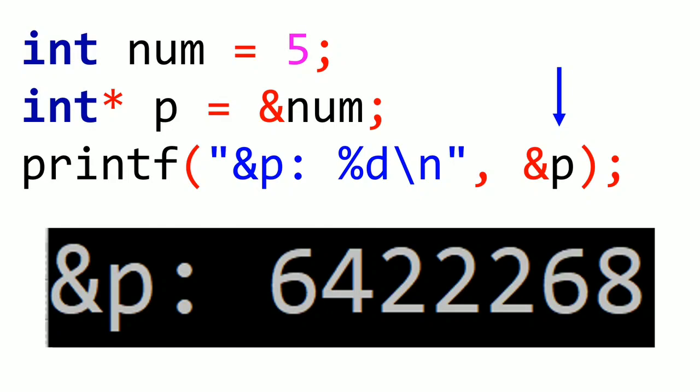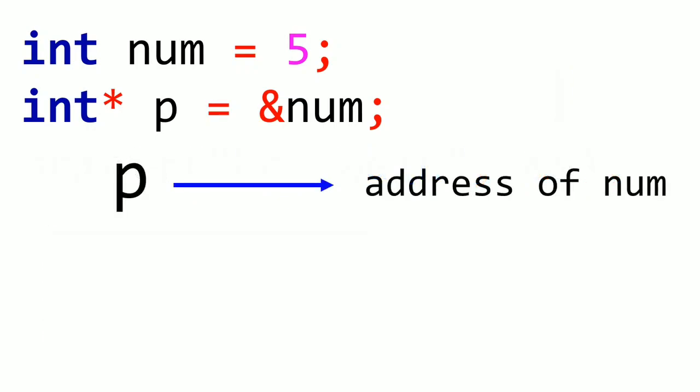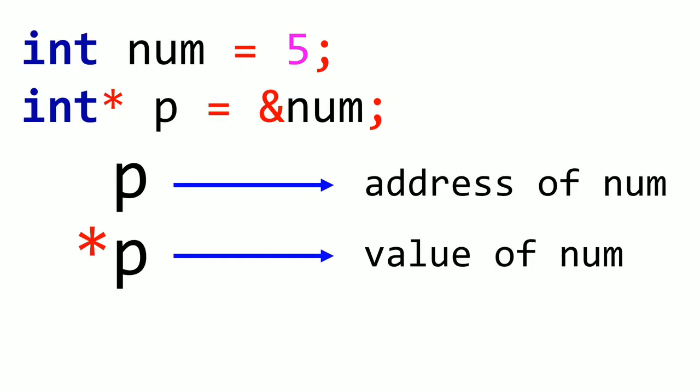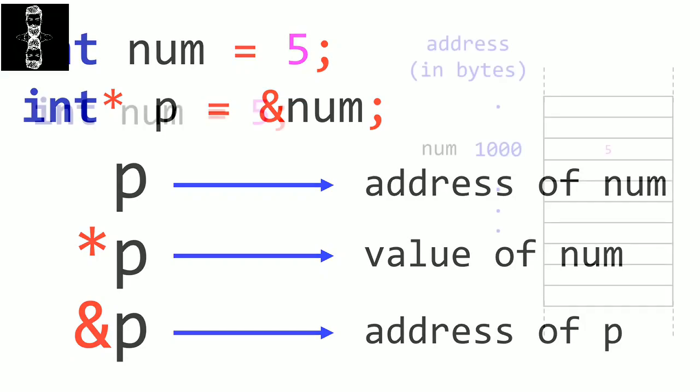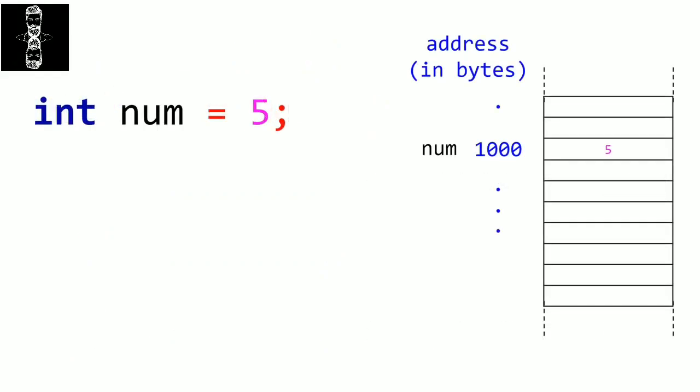In short, the pointer without any operator returns the address of the pointed variable, num in this case, and the pointer with the asterisk before it, the dereference operator, returns the value of the pointed variable. And the pointer with the ampersand before it, the address operator, returns the address of the pointer itself. To better understand, let's suppose we have our variable num with 5 as value and stored at the address 1000 in the memory. So at the address 1000, we find the value 5 as you can see.